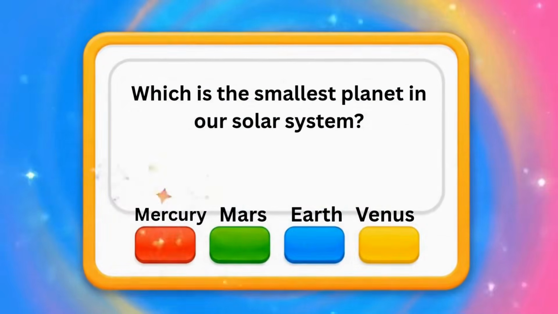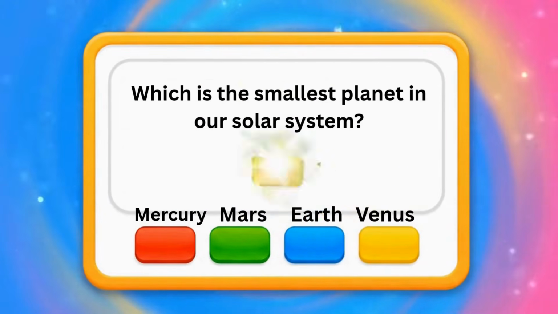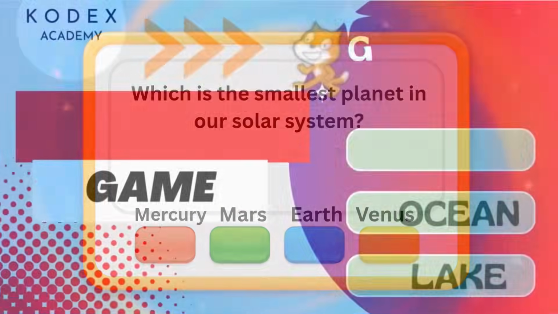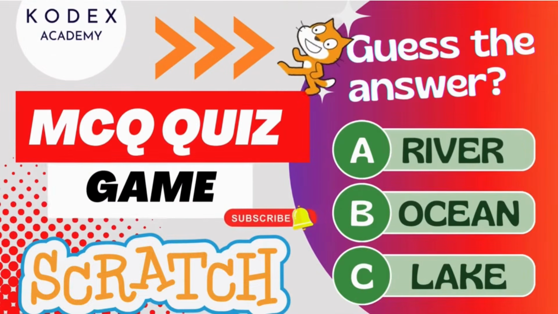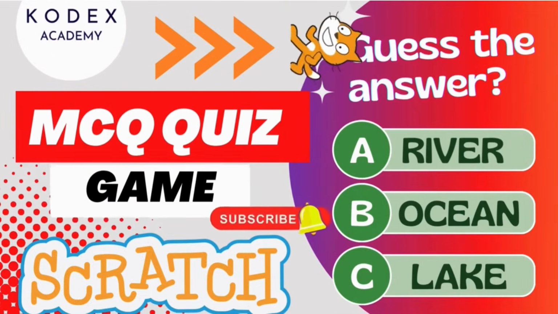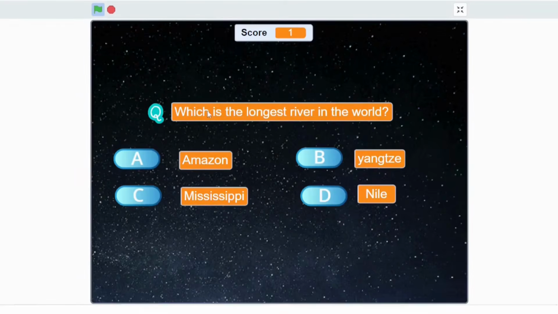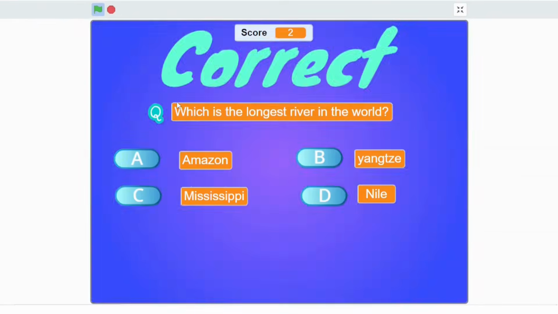Today we are going to build a super fun and brain boosting project in Scratch, that is a multiple choice question quiz game. In this project, you will learn how to ask questions with 3 or 4 answer choices, let the player pick the correct option with just one click, keep score for every right and wrong answer, and finally, display how well the player did.